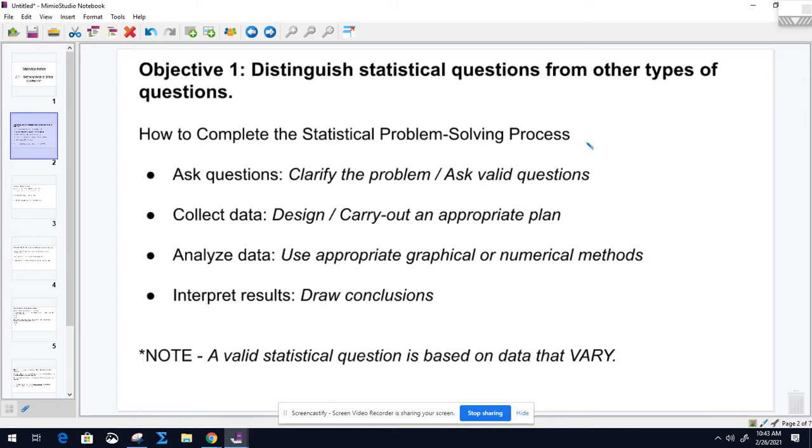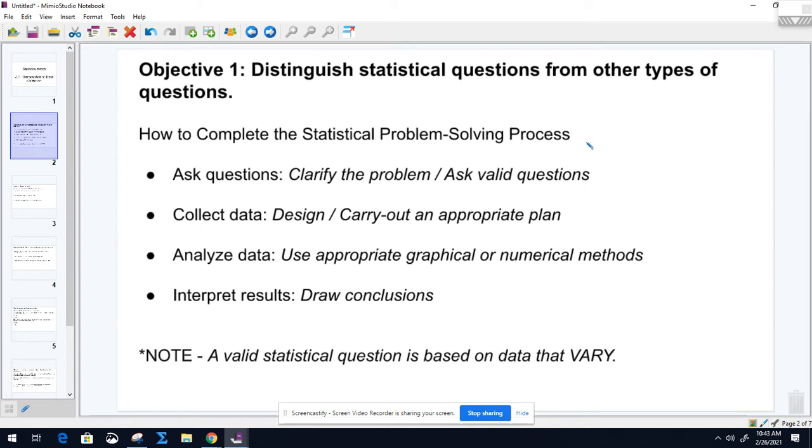So the first thing that we need to do is we've got to be able to ask questions. Okay. Can we clarify the problem and ask valid questions? So you'll see the first objective today is: is a question statistically valid? And we'll go through that. Then we're going to collect data. We're going to design and carry out an appropriate plan. How are we going to collect that data? We'll do that throughout the rest of the year. We're going to analyze this data using appropriate graphical or numerical methods. And then we're going to interpret the results and draw conclusions.